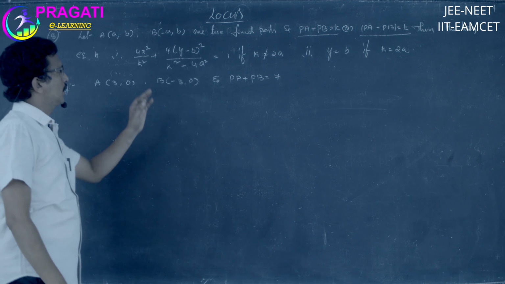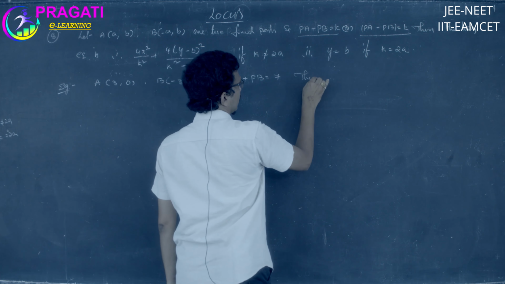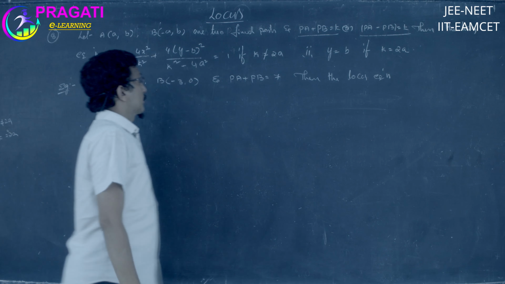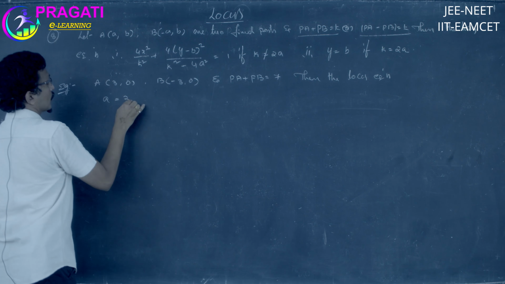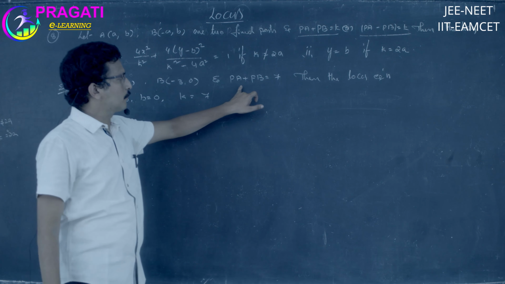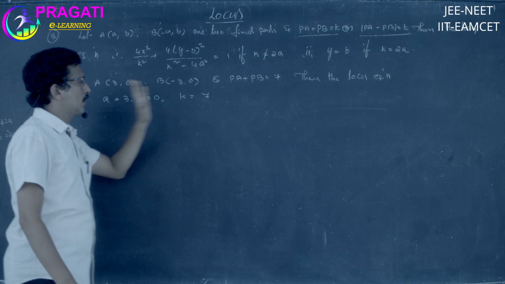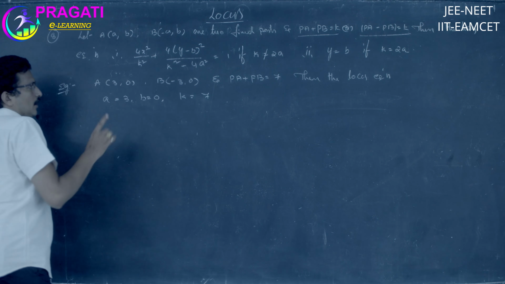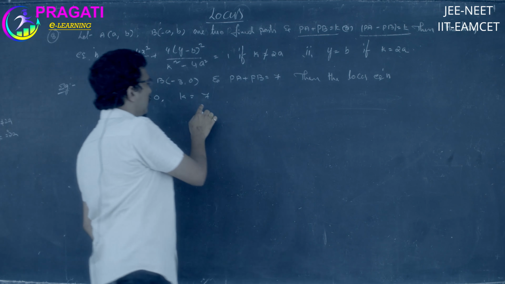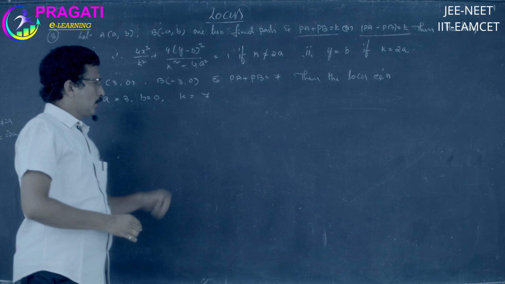Here small a is equal to 3, small b is equal to 0, k equal to 7, since PA plus PB is equal to K and here PA plus PB is equal to 7. The formula has the first case, K not equal to 2A, and the second case, K equal to 2A. Here K is equal to 7, 2A is equal to 6. So K is not equal to 2A.